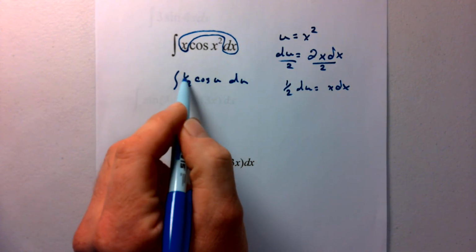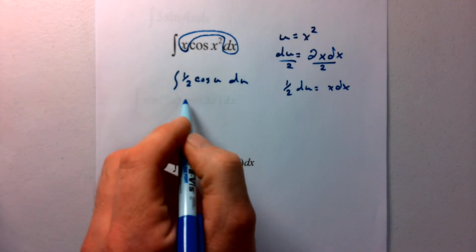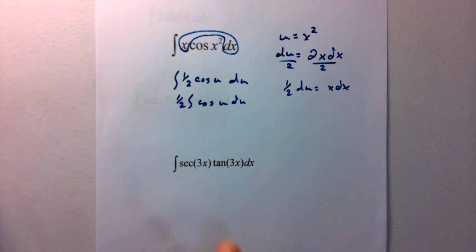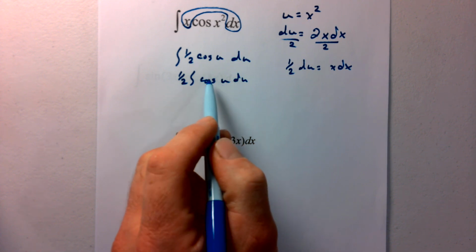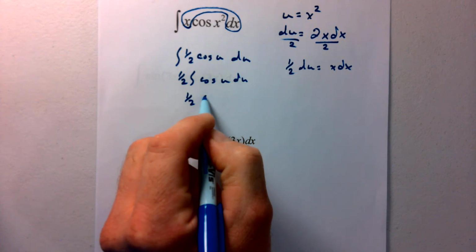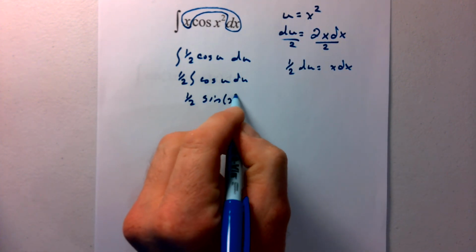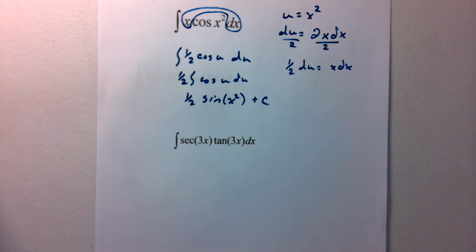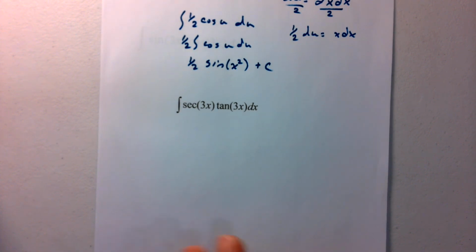I can go ahead and bring this 1/2, since it's a constant being multiplied to the cosine of u, to the outside if you want. Some people like to see that as a nice clean integrand there. So we have the cosine of u, and the integration of cosine of u is the sine of u. So I have 1/2 the sine of u. U is actually x squared, so I think we can go ahead and do all of that at one time there, and then plus our c. And that's going to give us our answer.